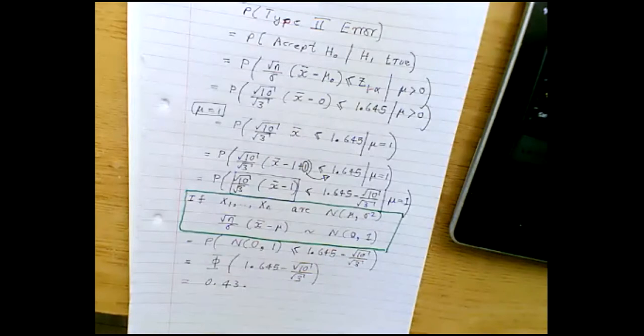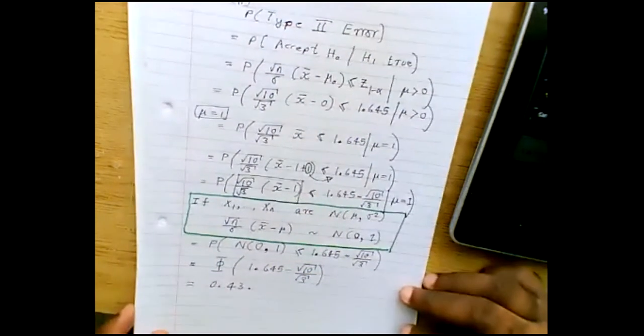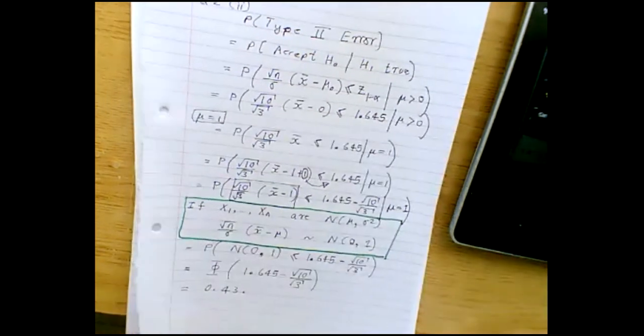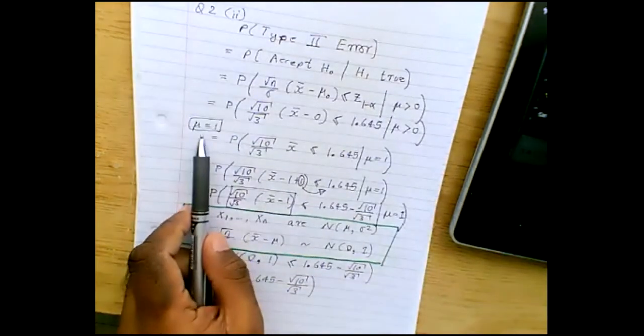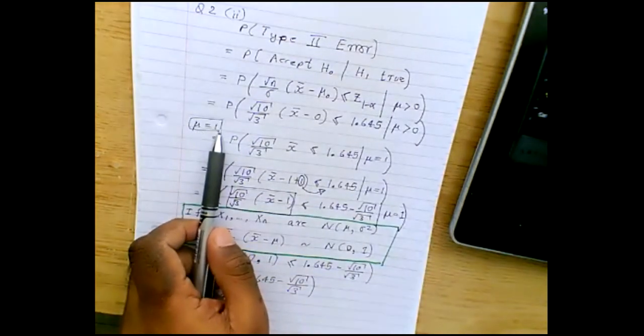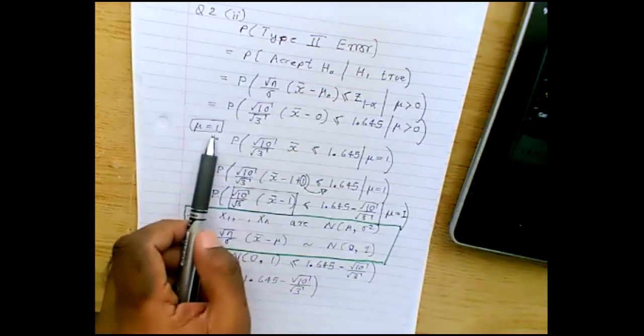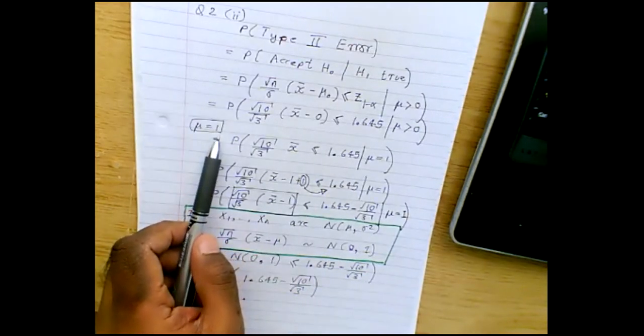This is part 2 of question 2. If you're not okay, please let me know, I'm happy to go over it again. Okay, so this is only when the true population mean is 1. Now let's repeat this exercise when the true population mean is 1.5.